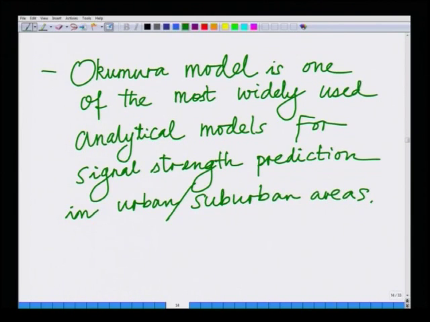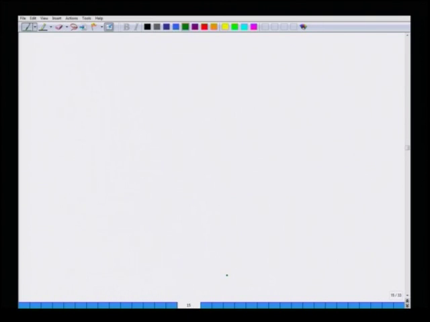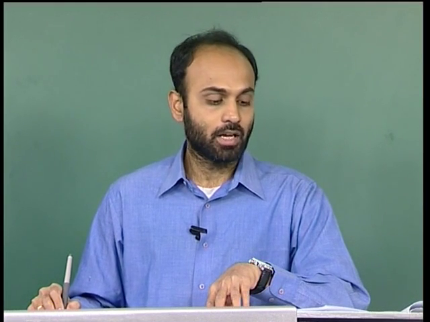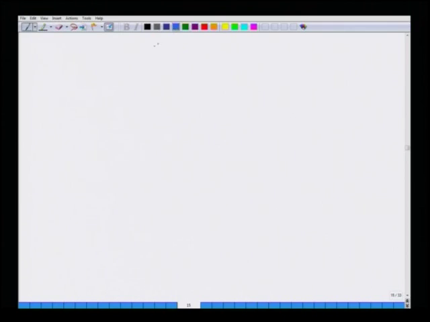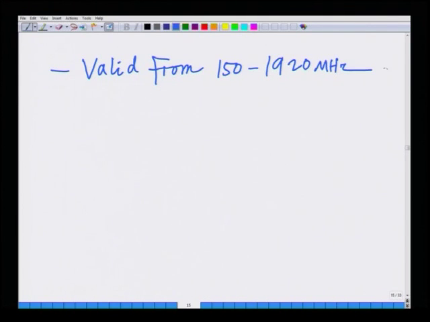This is one of the more widely used models, and even though the Okumura model is valid from 150 to 1920 megahertz, it can be extrapolated for higher frequencies. So, it is valid from 150 to 1920 megahertz. This is the range of the carrier frequency. However, with extrapolation it can be used for higher frequencies.